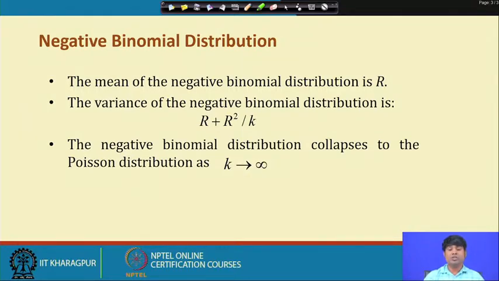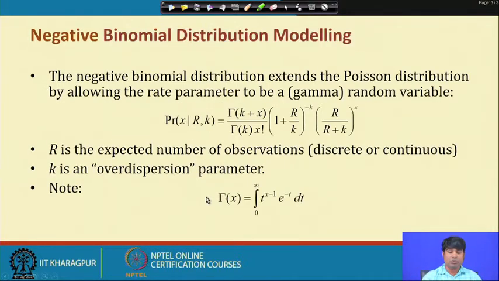Here the mean of the negative binomial distribution is r, and the variance of the negative binomial distribution is r plus r square by k. This is the differentiating point between the Poisson distribution and the negative binomial distribution. In the case of Poisson distribution, the mean and variance coincide, which is called lambda, but here the gamma parameter, the mean and variance are not the same. It corresponds to this functional form which we have already highlighted here, r and k, with this particular exponential type function.